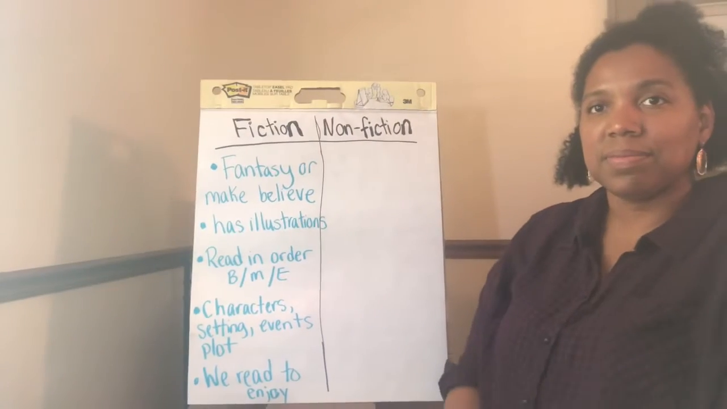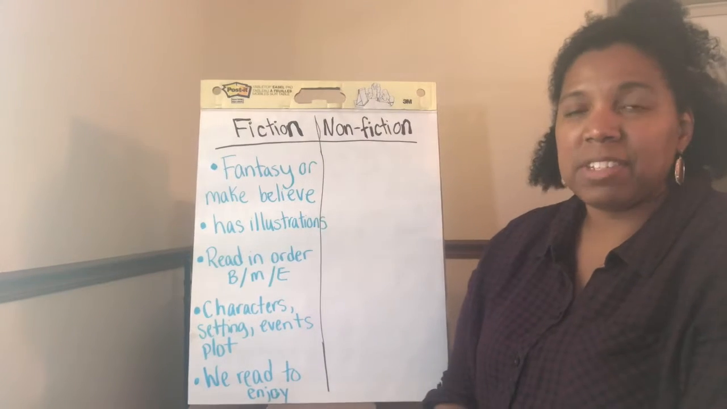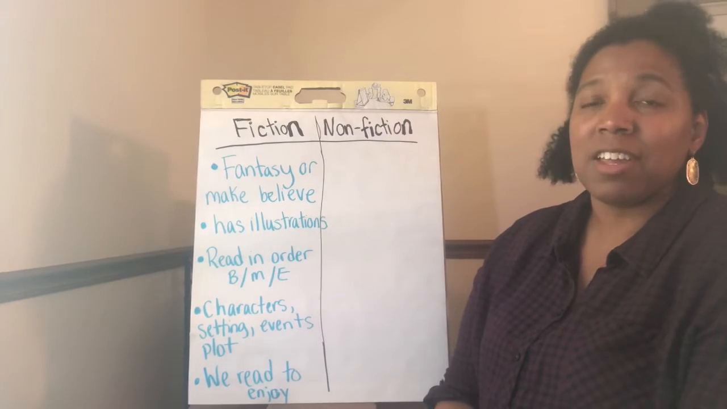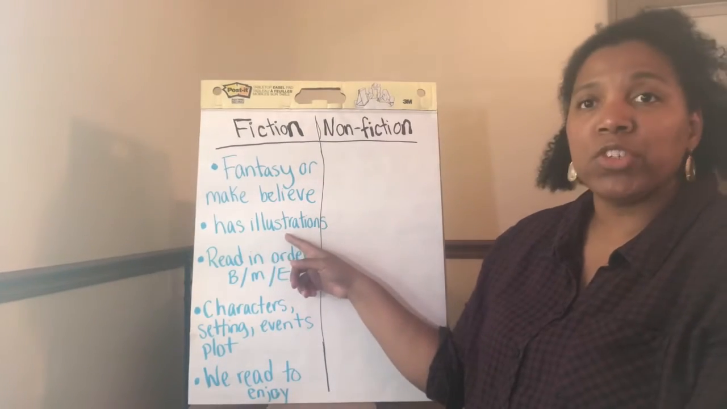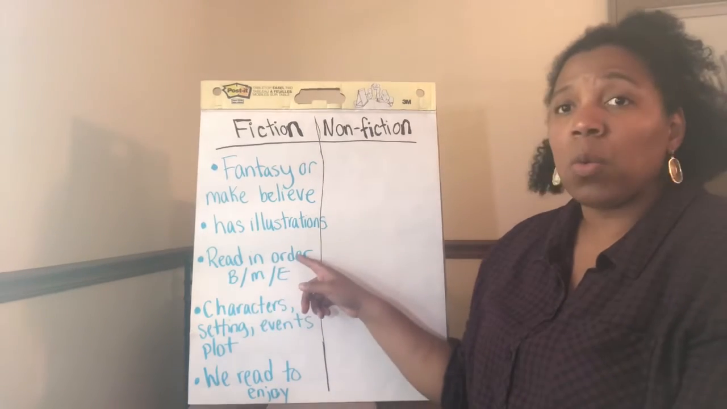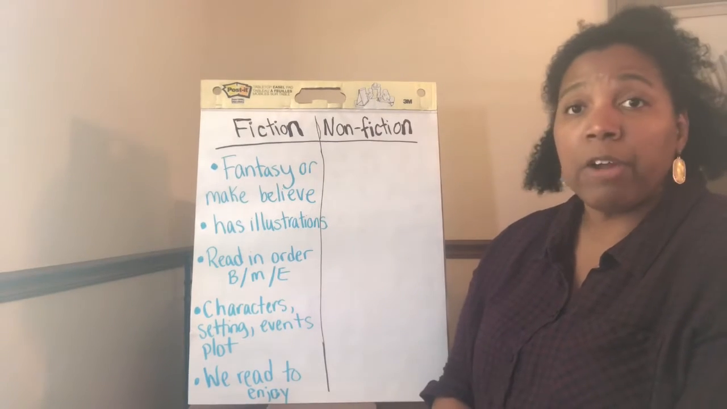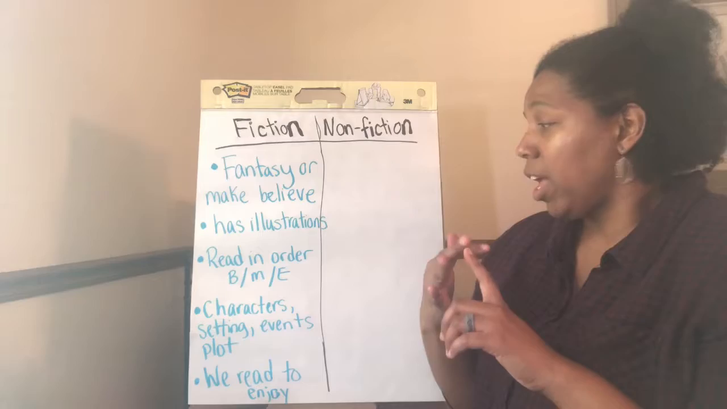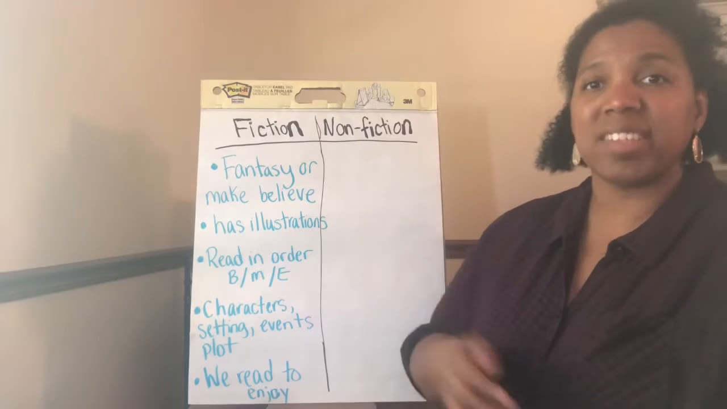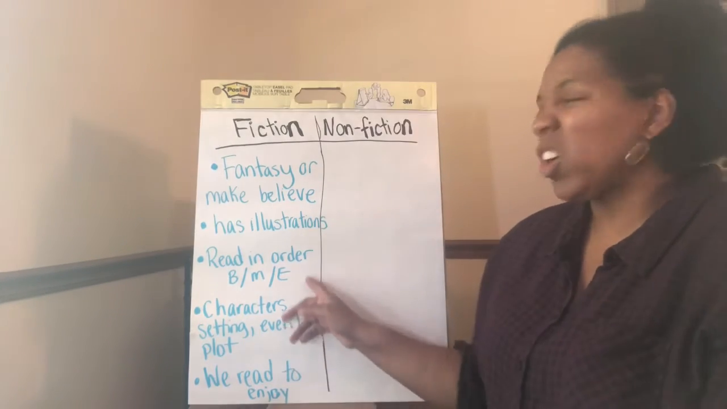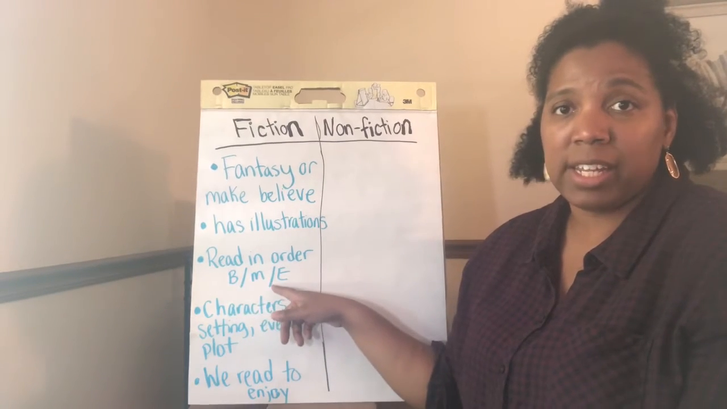With our fiction texts, they're fantasy or make-believe, like our fables, folk tales and fairy tales. There's some element of magic or make-believe. Fiction stories usually have illustrations. We read them in order. If you see that BME, that stands for beginning, middle, and end. With our fiction stories, there's usually a character, a setting, a plot, and major events. Our characters usually have a problem and a solution. If we read a fiction story out of order, the story wouldn't make sense. We've got to read the beginning, middle, and end.